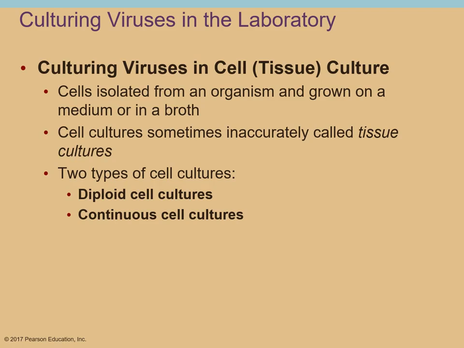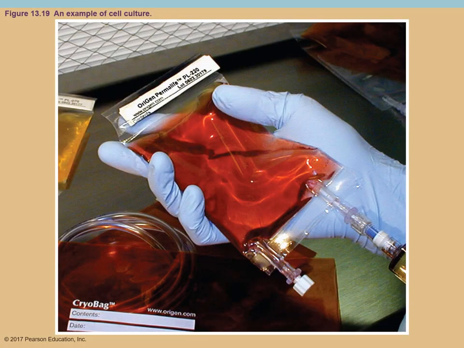Some viruses are cultured in what we call a tissue culture or cell culture line, where you are able to grow cells in a medium or in a broth, and then the viruses are able to infect those cells and you grow them in there. This is used for what we call diploid cell cultures or continuous cell culture. So this is where you have cells in here and you're able to inject the virus in, it's able to grow in here, and then you can withdraw from it a sample.